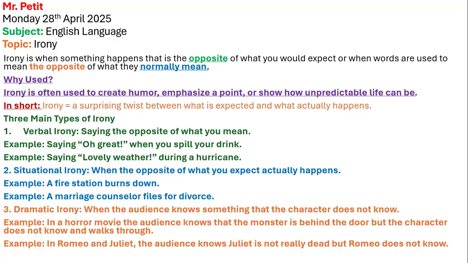So go ahead and read dramatic irony. Dramatic irony: when the audience knows something that the character does not know. Example, in a horror movie, the audience knows that the monster is behind the door, but the character does not know and walks through. Example, in Romeo and Juliet, the audience knows Juliet is not really dead, but Romeo does not know. Very good.